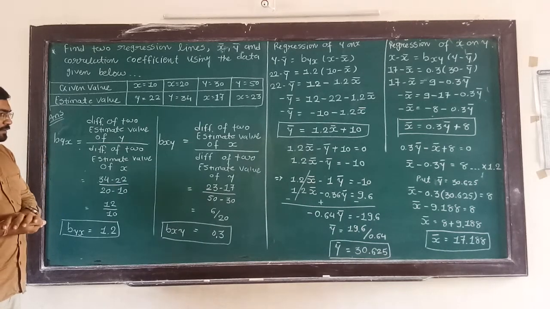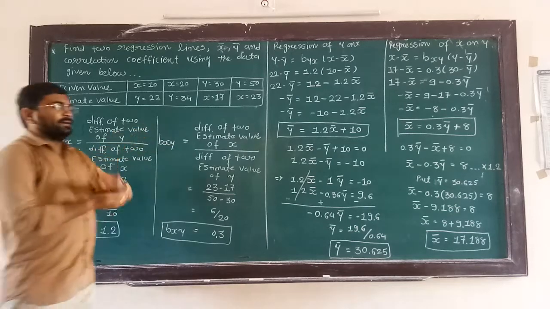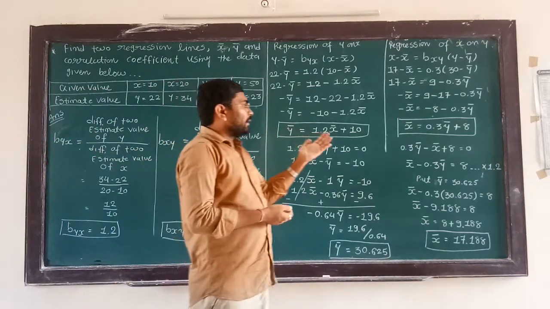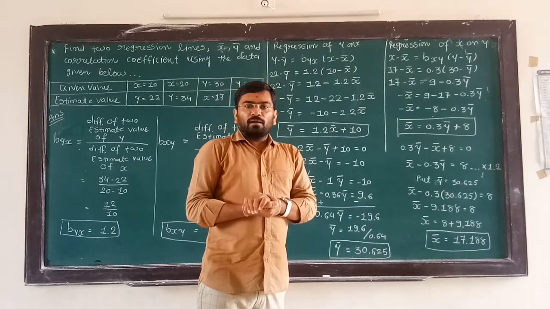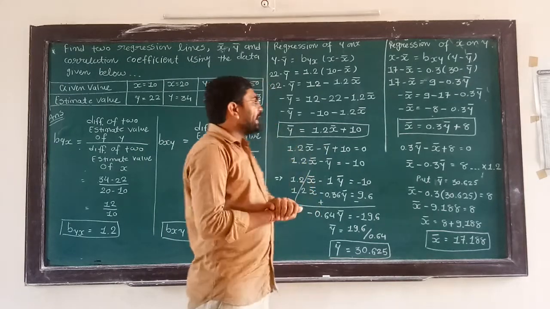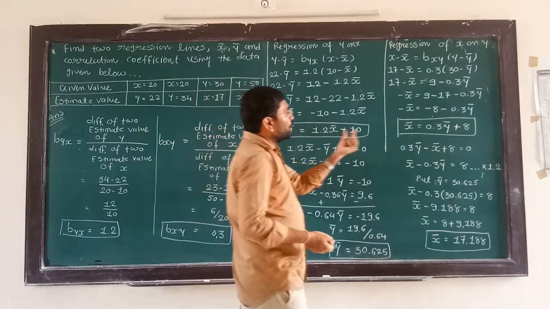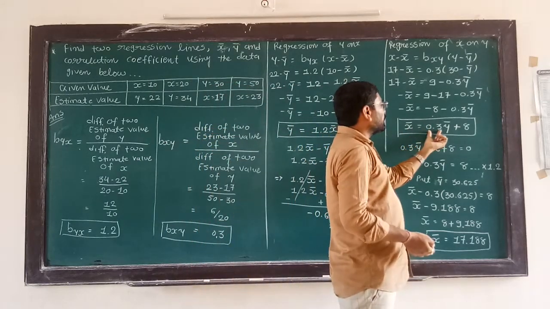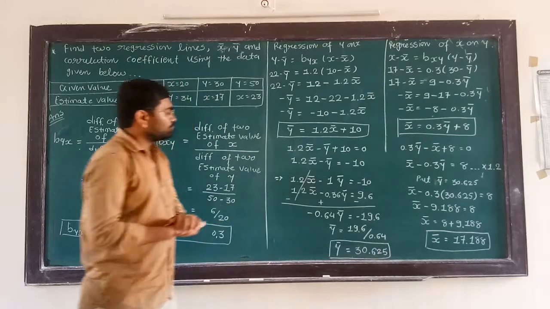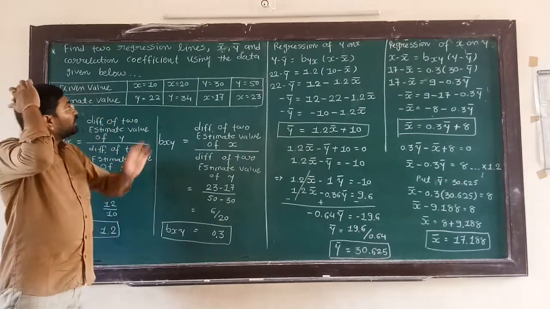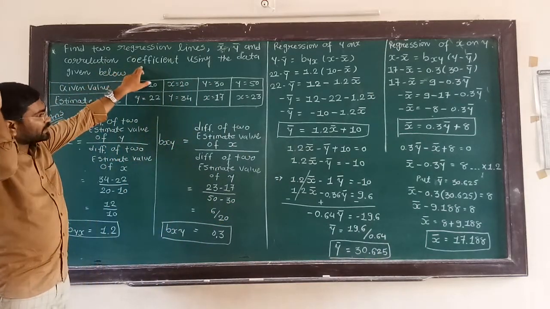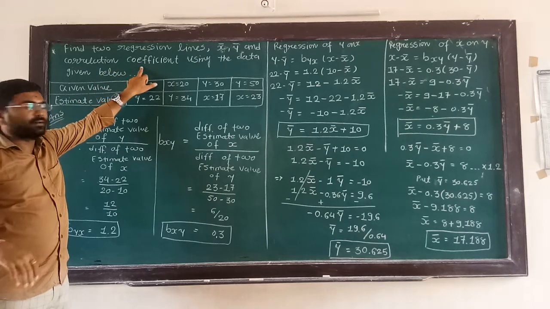See the students, here we also find the correlation from the regression coefficients: 1.2 multiplied with 0.3. It is also called the regression coefficient, means r.